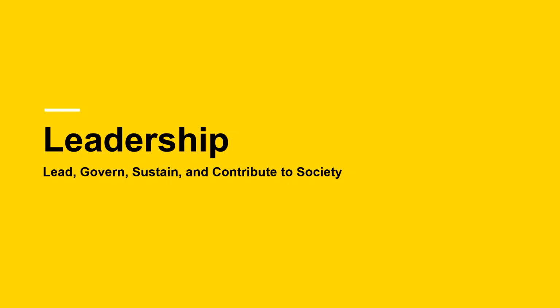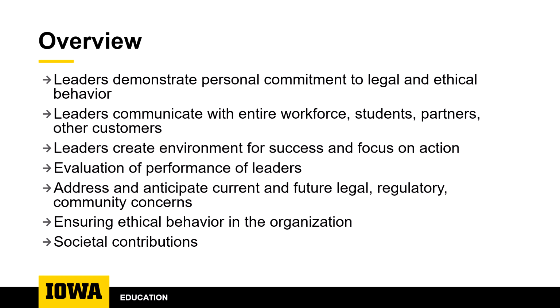So let's move into category 1 here, all about leadership. This category is all about how the unit is governed, including demonstrating personal commitment to legal and ethical behavior, communicating with the workforce, students, customers, partners, creating an environment for success and a focus on action, evaluating the performance of leaders, how leaders address and anticipate future and current regulatory and community concerns, how leaders ensure ethical behavior, how the organization makes societal contributions. And as you can see, this is a very long list.